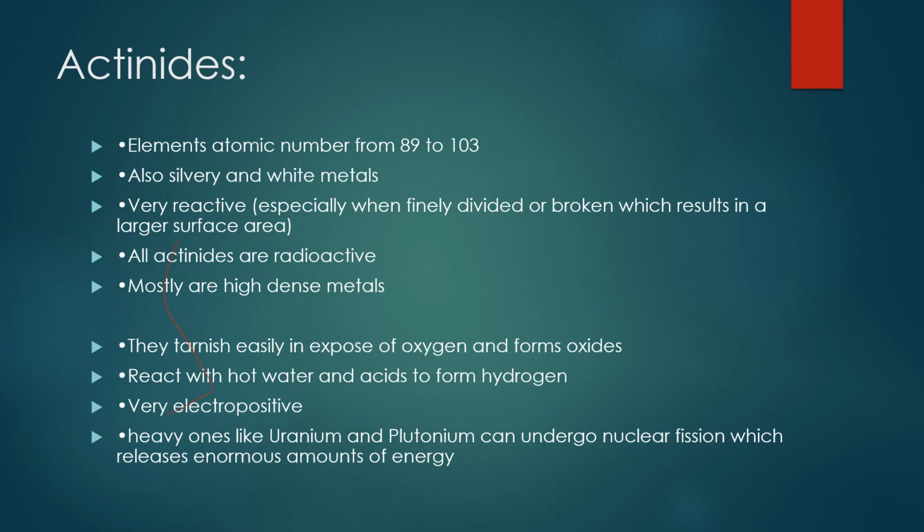They tarnish easily when exposed to oxygen and form oxide. Tarnish here means lose their color. They react with hot water and acids to form hydrogen. Very electropositive, which means they lose electrons easily. Heavy ones like uranium and plutonium can undergo nuclear fission, which releases enormous amounts of energy.